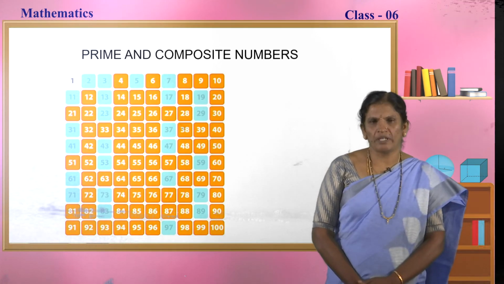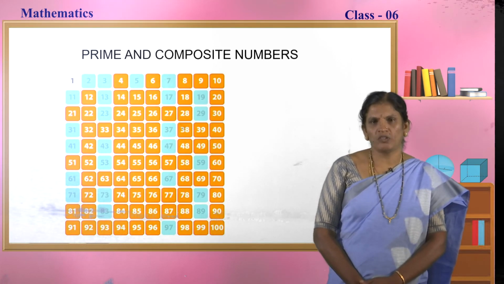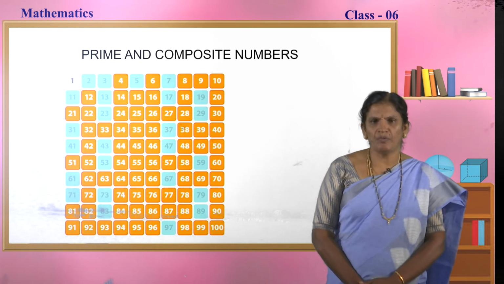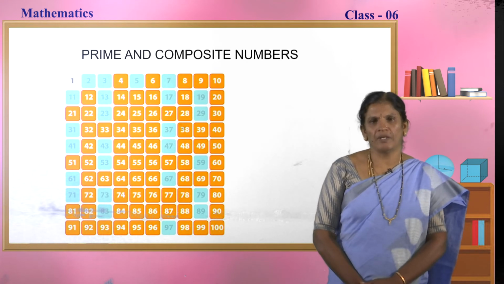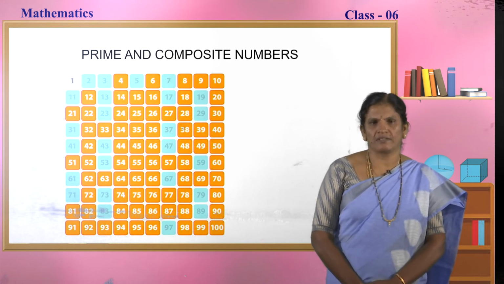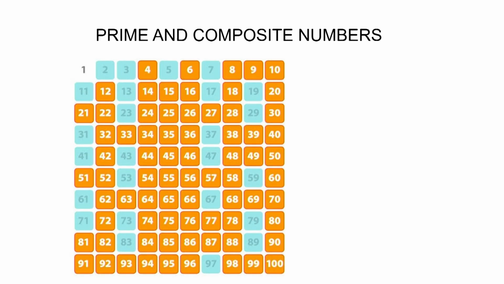Children, now you might have understood what a prime number is and what a composite number is. A prime number means it has only 2 factors, that is 1 and the number itself. A composite number means it has more than 2 factors. Examples for prime numbers are 2, 3, 5, 7, 11, 13, 17, 19, and so on. Examples for composite numbers are 4, 6, 8, 9, 12, 14 and so on.